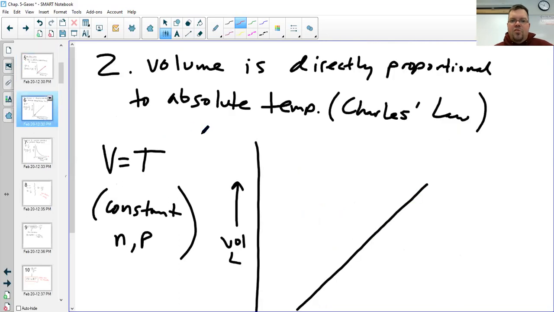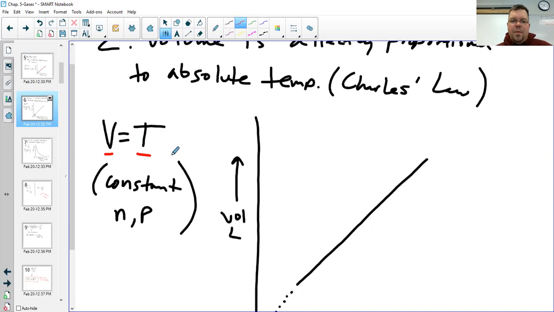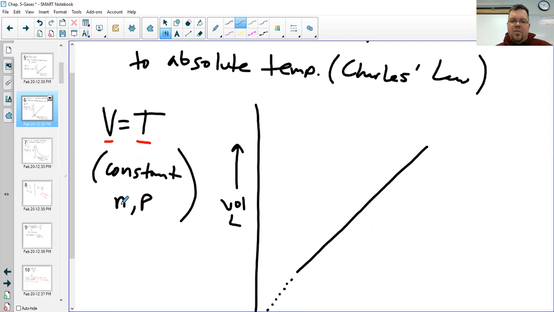Okay. Second relationship, volume is directly proportional to the absolute temperature. Again, absolute temperature refers to the temperature in Kelvin. This relationship is sometimes called Charles's law. So volume is directly proportional to the temperature. They're both in the numerator on either side of the equation. Again, holding the other 2 variables constant, moles and pressure, because if we had differing numbers of moles or pressure, that would affect the volume. So we're isolating volume compared to temperature.